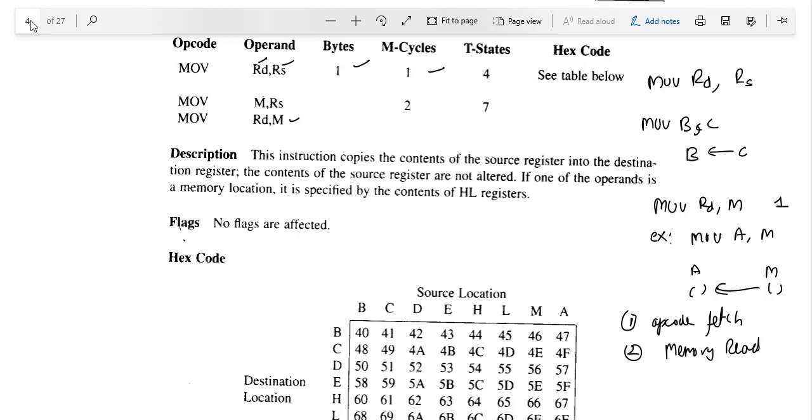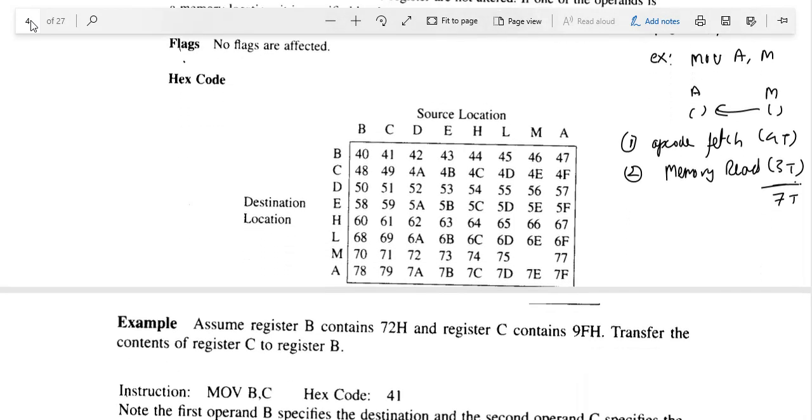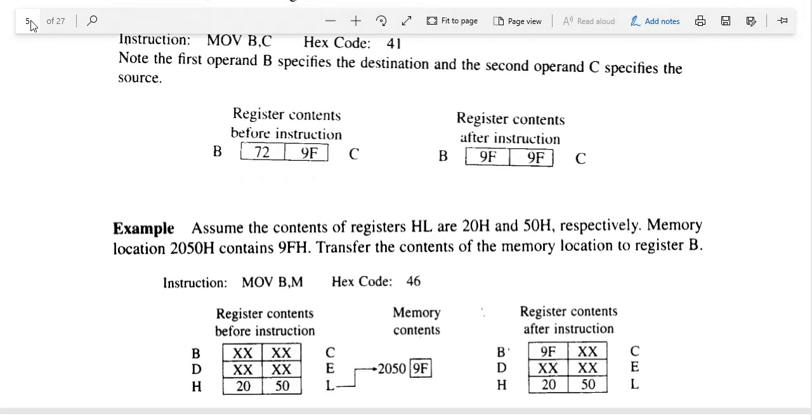In most cases, as I have already discussed, opcode fetch has 4 T states and memory read has 3 T states. So overall we have 7 T states. In this manner, we can calculate the number of machine cycles as well as the number of T states of our instructions. Examples are also given here.